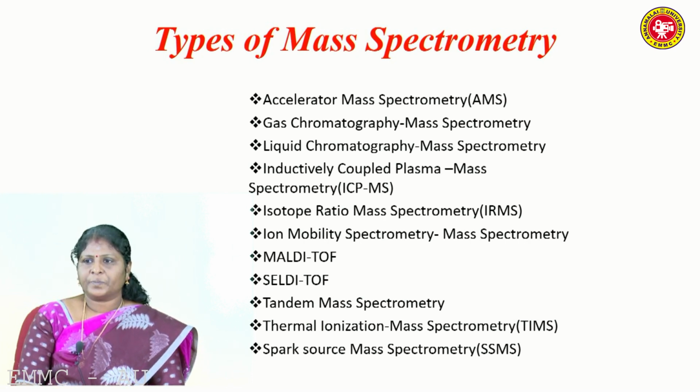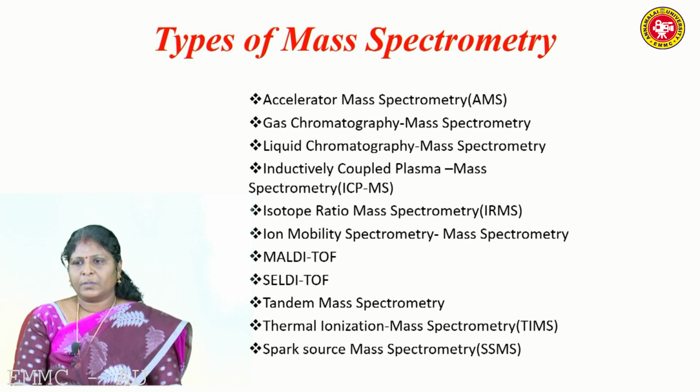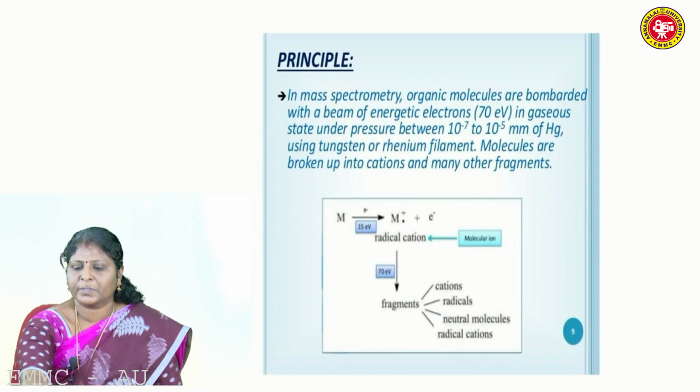There are several types of mass spectrometry: AMS, accelerator mass spectrometry; gas chromatography mass spectrometry, GC-MS; and liquid chromatography mass spectrometry, LC-MS. GC-MS and LC-MS are the most common analytical techniques used for the analysis of organic compounds. Then inductively coupled plasma mass spectrometry, ICP-MS; isotope ratio mass spectrometry, IRMS; ion mobility spectrometry mass spectrometry. The next one is MALDI-TOF, matrix assisted laser desorption ionization, TOF, time of flight. SELDI-TOF is surface enhanced laser desorption ionization involving time of flight. Tandem mass spectrometry, thermal ionization mass spectrometry, TIMS, and spark source mass spectrometry, SSMS. These are some of the mass spectral techniques.